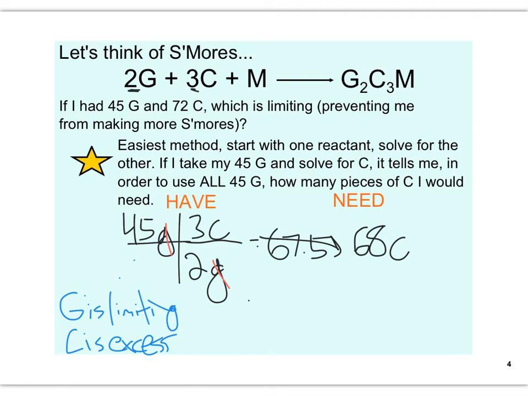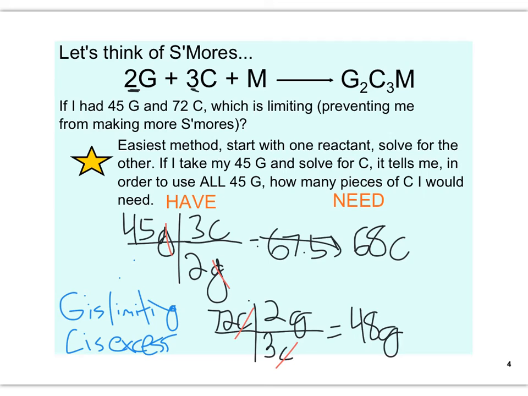Or we could have done this the other way, and we can use this as a way to double check our work. Instead, I could say I have 72 pieces of chocolate, and we're going to see, well, if I wanted to use up every piece of chocolate that I have, let's just convert to graham crackers. So again, I need 3 pieces of chocolate for every 2 graham crackers. Chocolate's going to cancel, and in this case, you're going to get an answer of 48 graham crackers. So again, what this number tells us is that in order to use up all 72 pieces of chocolate, we would need 48 graham crackers. Well, we only have 45.